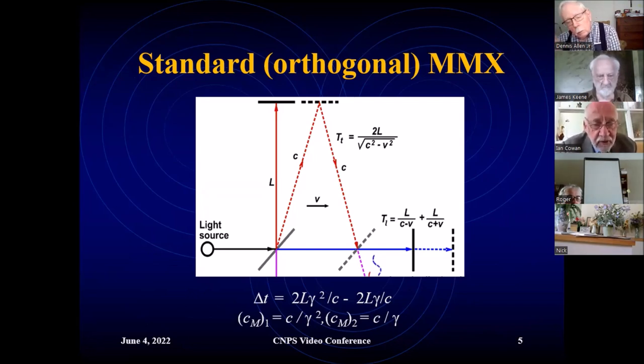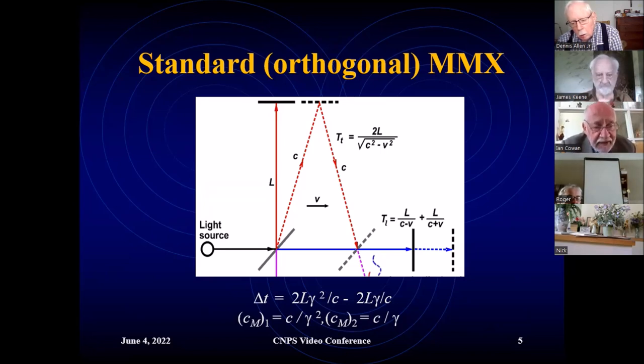Just using ordinary classical mechanics, you have T1 as that expression there, with c minus v and c plus v, because it's going with the stream and against the stream. And then you have the orthogonal one, you use the Pythagorean theorem and you get that sort of thing. Notation: gamma is the Lorentz factor, 1/√(1 − v²/c²). So the delta T, which is the difference between the horizontal ray and the vertical ray, would be that expression there, 2Lγ²/c − 2Lγ/c. The second term is the orthogonal one, so it's different from the first term.